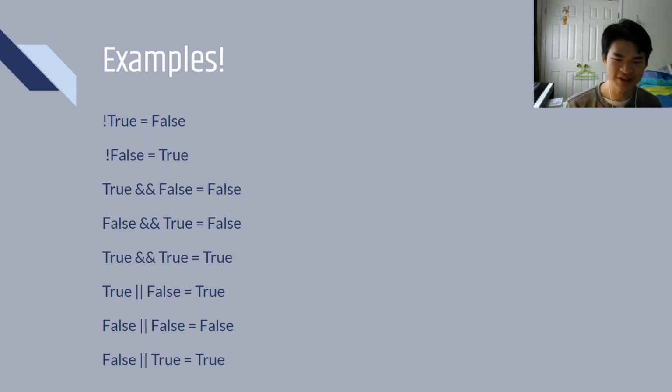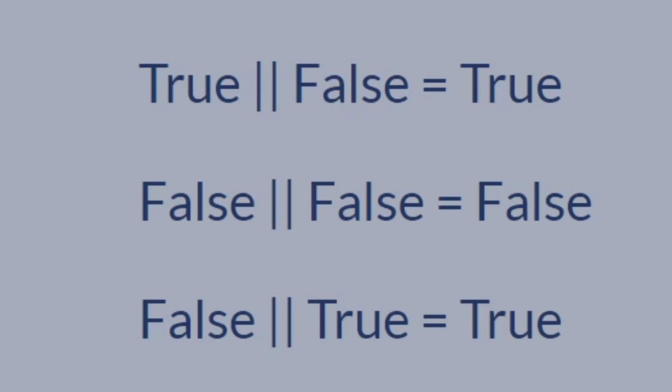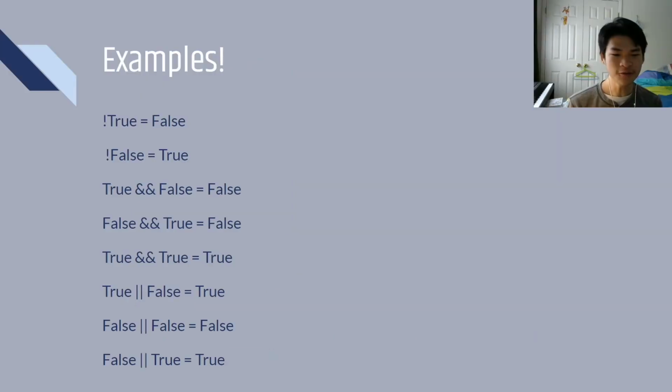The or symbol is these 2 vertical lines. True or false will give you true, since you only need one of the operands to be true for the output to be true. On the other hand, if we have false or false, neither of the operands are true, so it gives you false. False or true will give you true, because one of the operands is true.